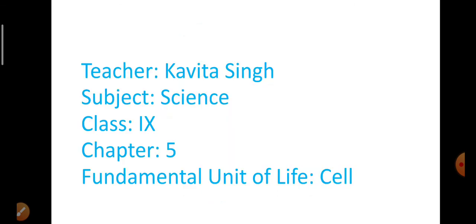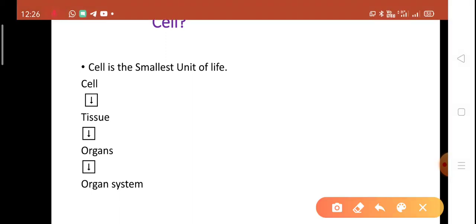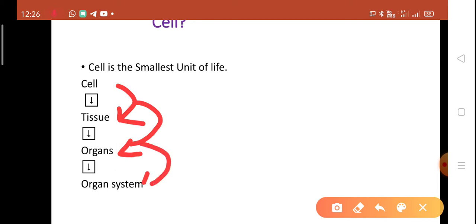Today we are going to learn 9th standard science chapter number 5, fundamental unit of life, cell. Fundamental unit of life is cell. Yes, of course. But why is the cell called the fundamental unit of life? Because cell is the basic structural unit of our body, and many cells, but not the same cells, make tissues, and these tissues come together and make organs, and these organs come together and make organ systems, and organ systems make organisms.